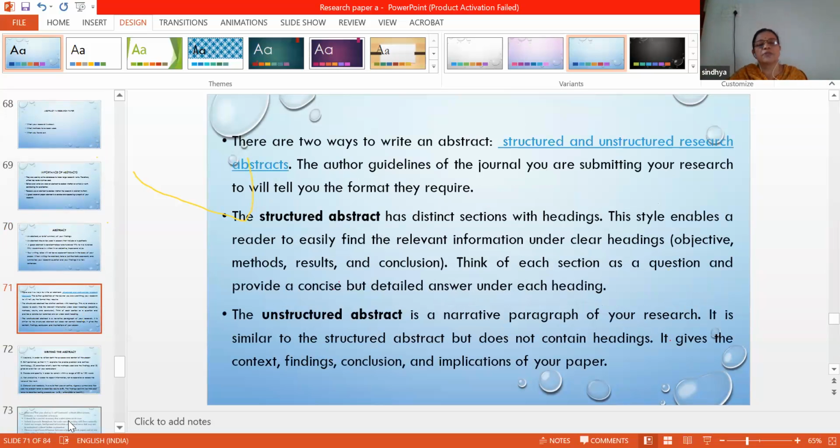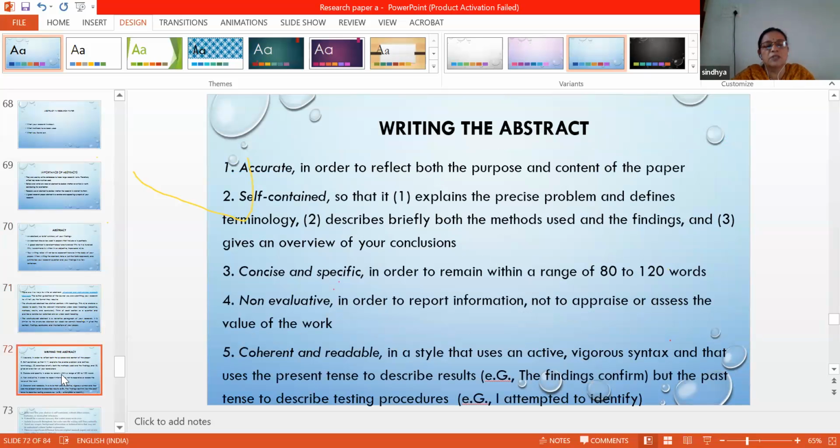There are two forms of abstract writing. One is a structured abstract, which has distinct sections with headings: what is the introduction, what is the method, what is the result, and what is the conclusion. So with a definite structure, we can write the abstract. And an unstructured abstract is a narrative paragraph of your research, similar to a structured abstract but without the headings. That is the difference. So in two forms you can write the abstract. Whatever the publisher demands, you can prepare the abstract according to that guideline.